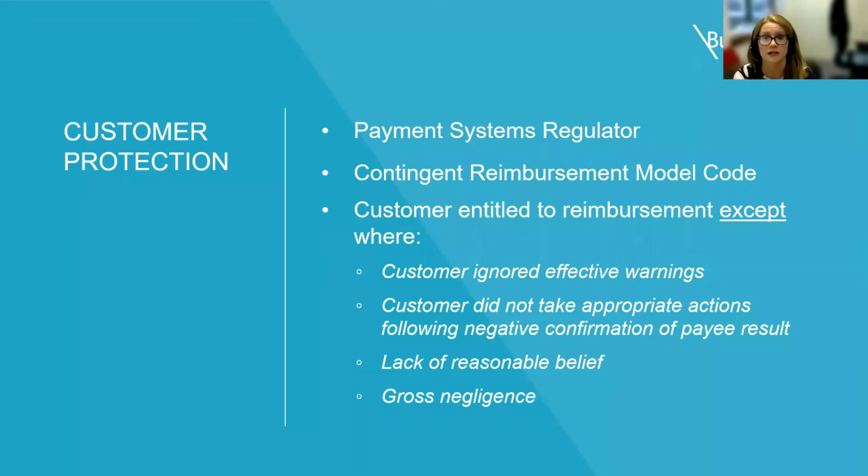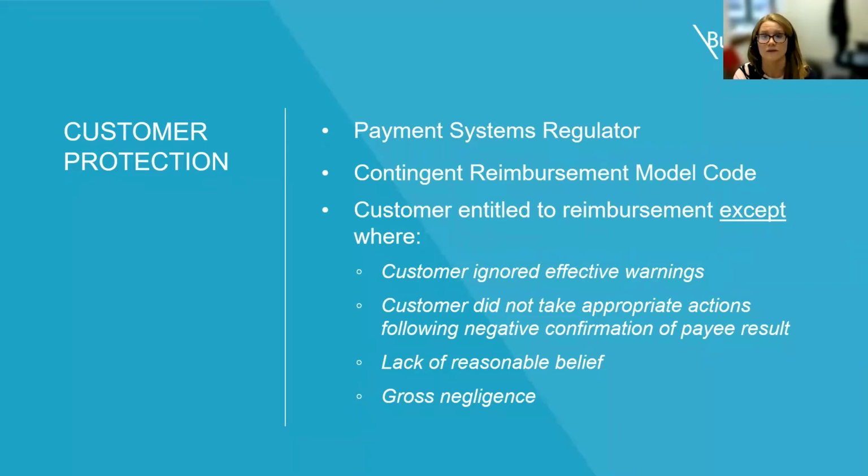The code established the general principle that where a customer has been victim of an APP scam, payment services firms should reimburse them. However, this is subject to a number of qualifications. Banks and other payment service providers may decline to reimburse customers where the customer ignored effective warnings when setting up a new payee or immediately before making the payment. So that's the confirmation of payee point that we mentioned earlier. The customer didn't take appropriate actions following a clear negative confirmation of payee result.